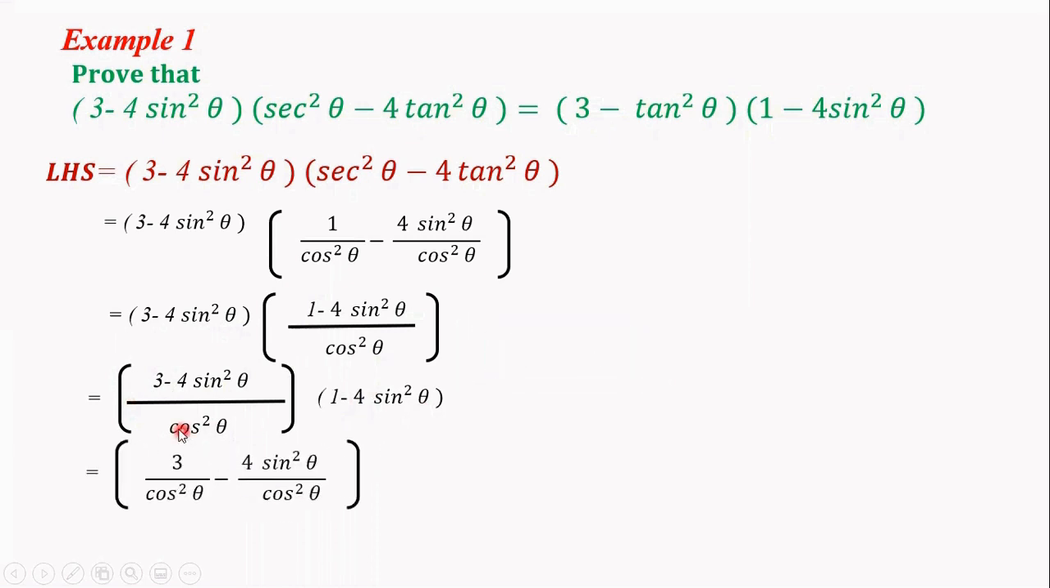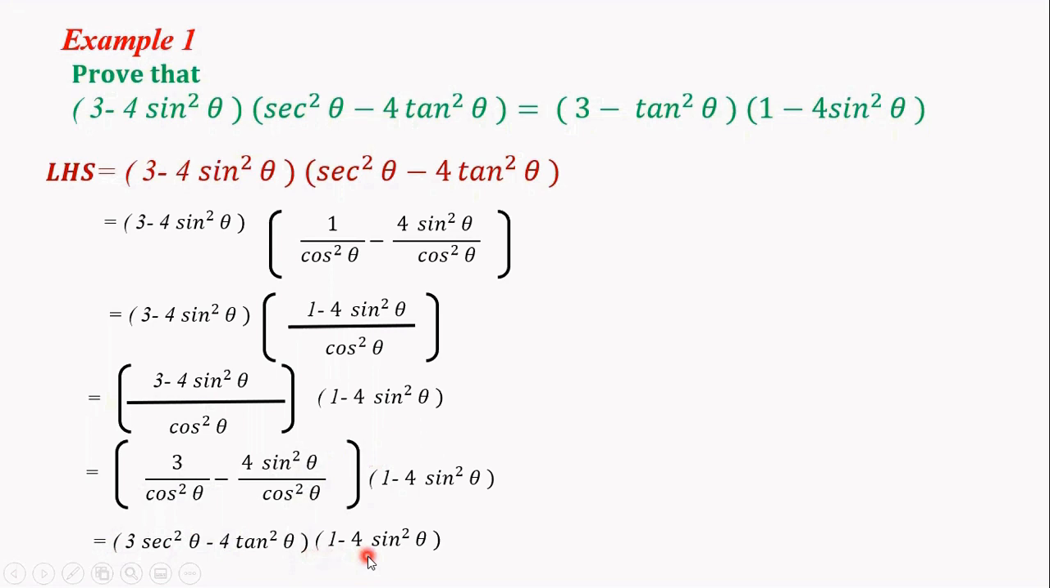Now in the first bracket, we are going to split the denominator. This cos square theta is taken by 3 as well as 4 sine square theta when we split the two terms in the numerator. The second bracket is as it is, no changes. Then in the first bracket, 3 is here, 1 by cos square theta is sec square theta, and 4 is here, sine square theta by cos square theta is tan square theta.